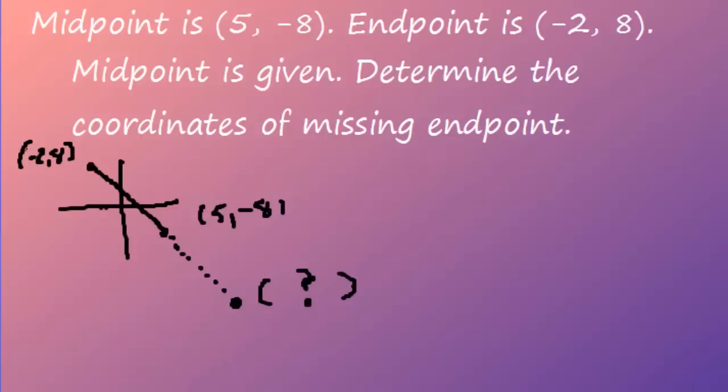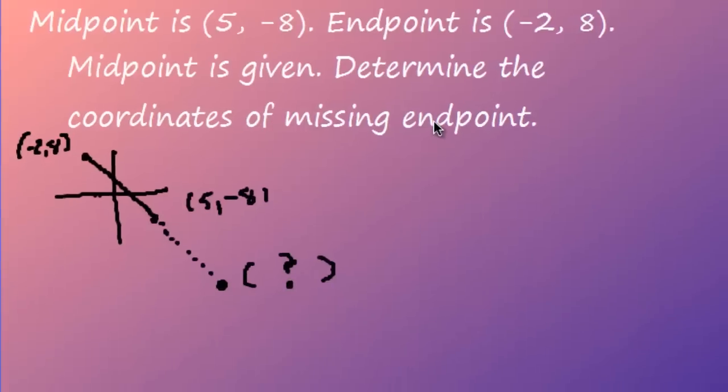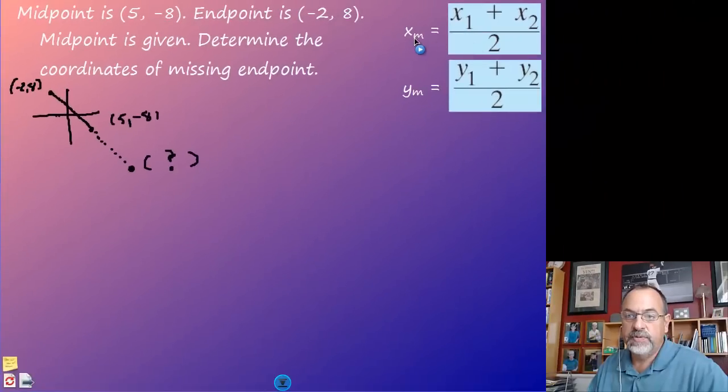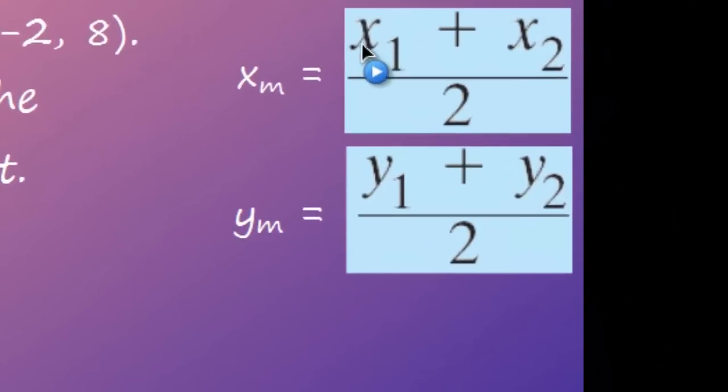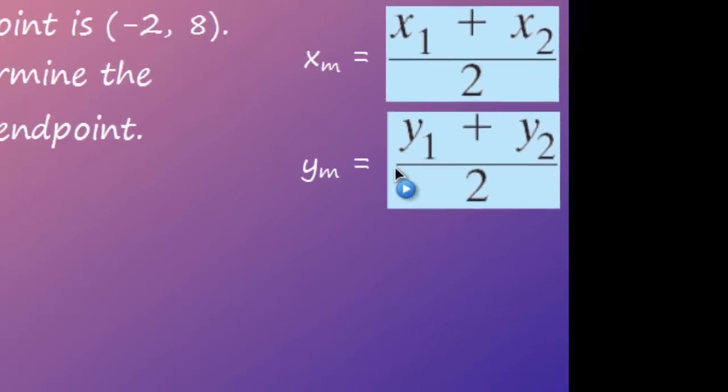Now this is a little bit different than what we've been using the midpoint formula for, because here we know x1 and x2, and we're trying to figure out xm. And in this situation, we know xm and we don't know one of these two. And it's really no different than what we've been doing with these. We substitute in the values that we know, and then we solve the equation for what we don't know.